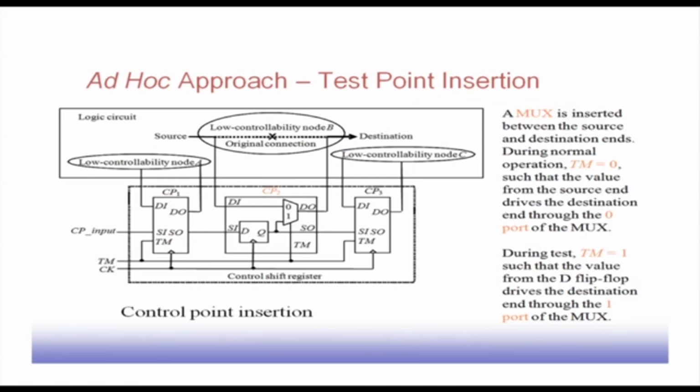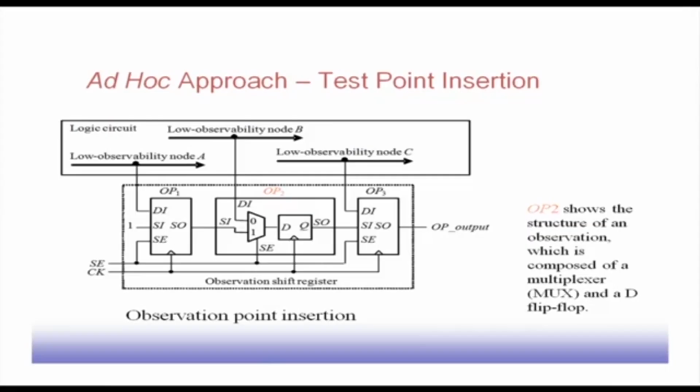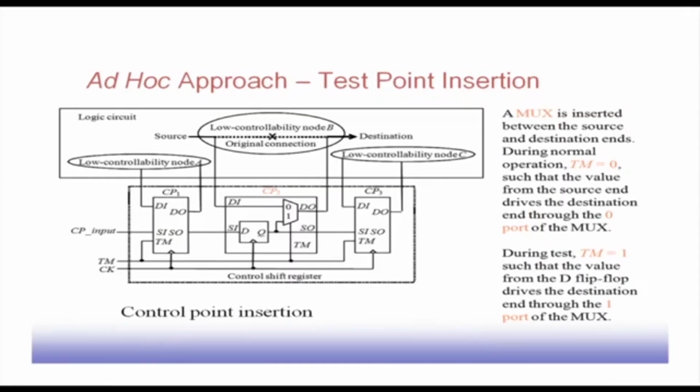So, using this type of observation shift register and this control shift register, we can observe and control individual points of the circuit that we want to see. So, we will continue in the next lecture.